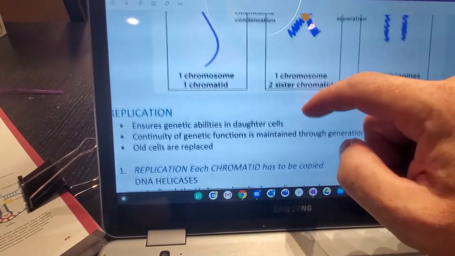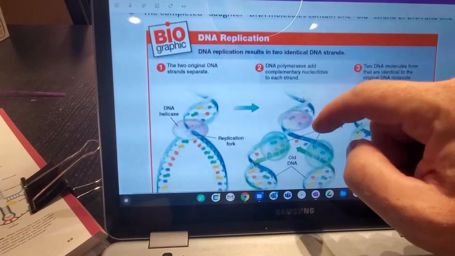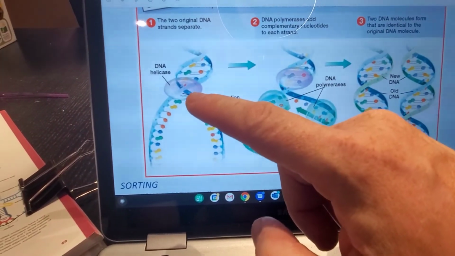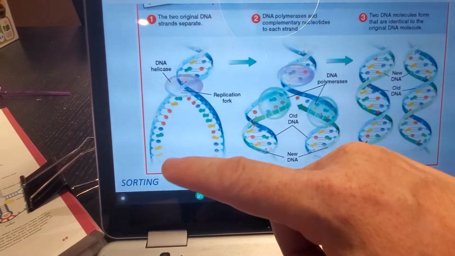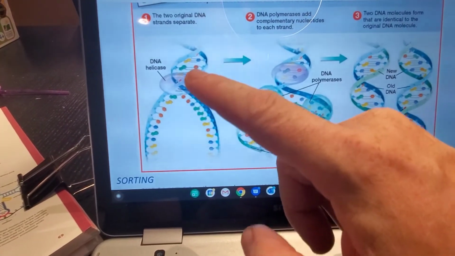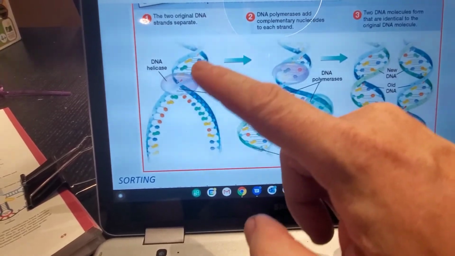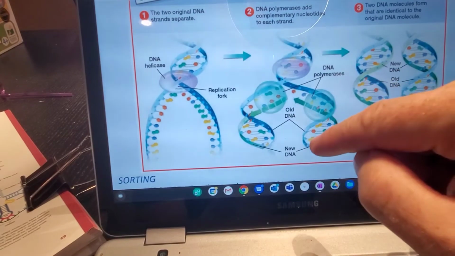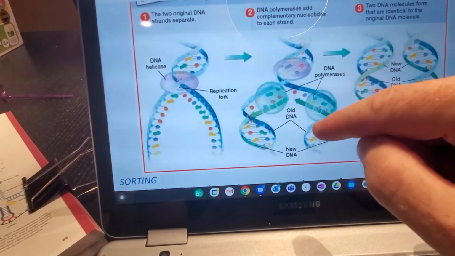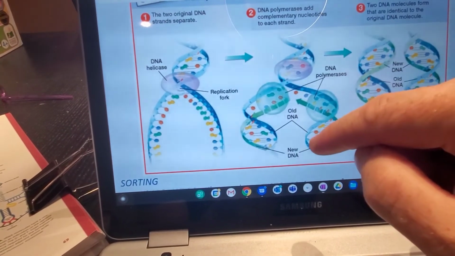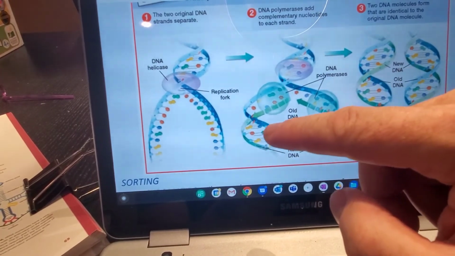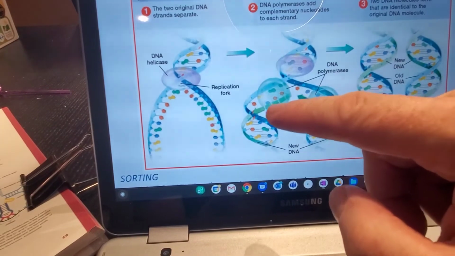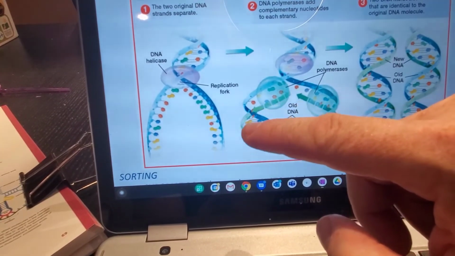What did I want to show? There it is. So there's the DNA molecule. There's DNA helicase. It splits the DNA molecule. See, it unzips. Those are hydrogen bonds being broken by DNA helicase. And then DNA polymerases come along and bring in new DNA nucleotides, complementary base pairing with the old strand, and DNA polymerase stitches the backbone together.